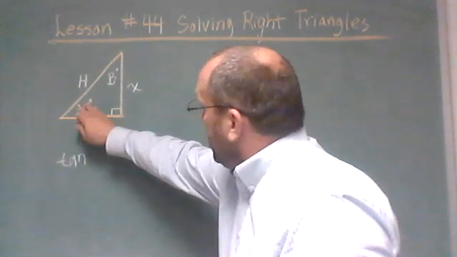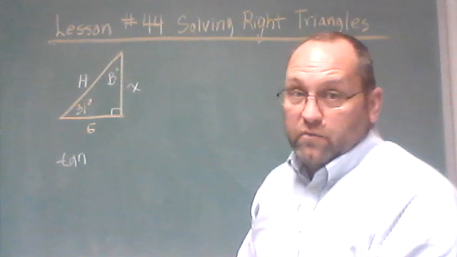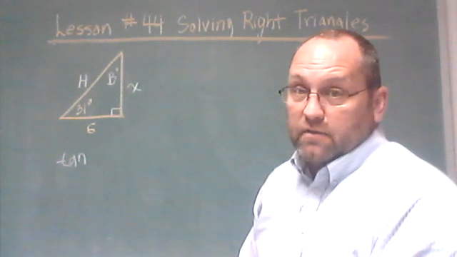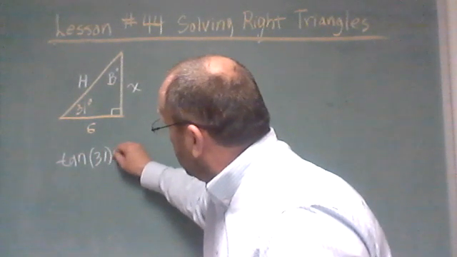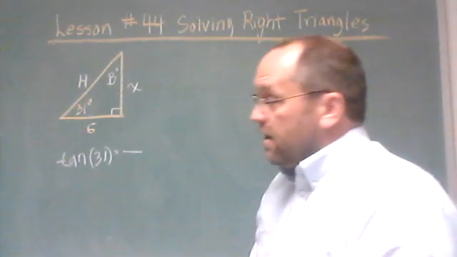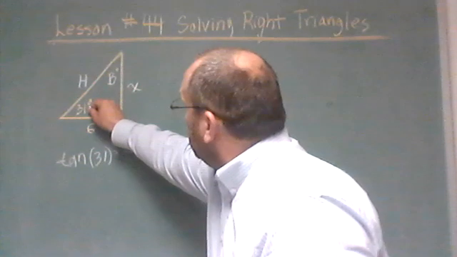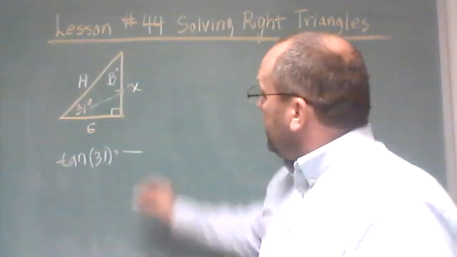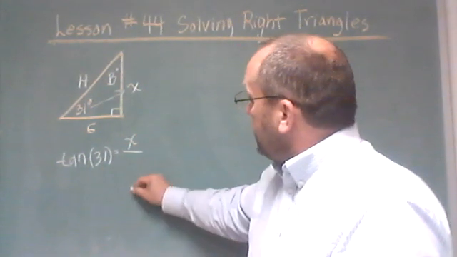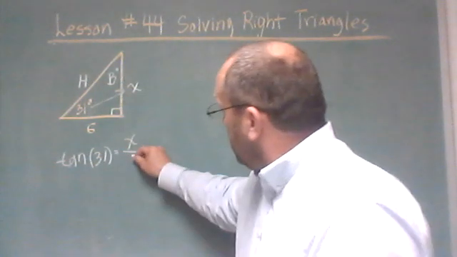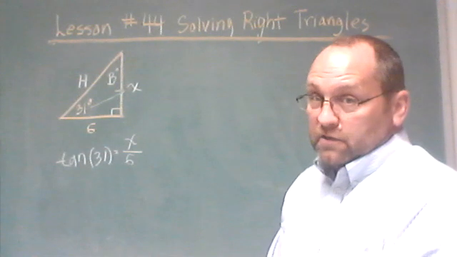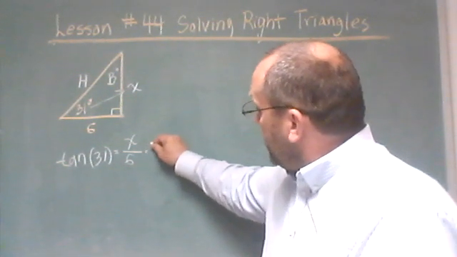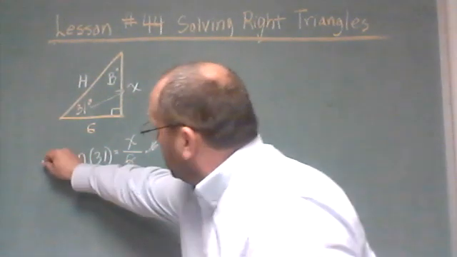The tangent, and the only known angle we have there other than our 90-degree angle is this one here, 31 degrees. The tangent of 31 equals a ratio of the side opposite to it. What is the side opposite to it? It is x, divided by the side adjacent to it, which is 6. I need to get the x alone to solve for it, so I'm going to multiply by 6.